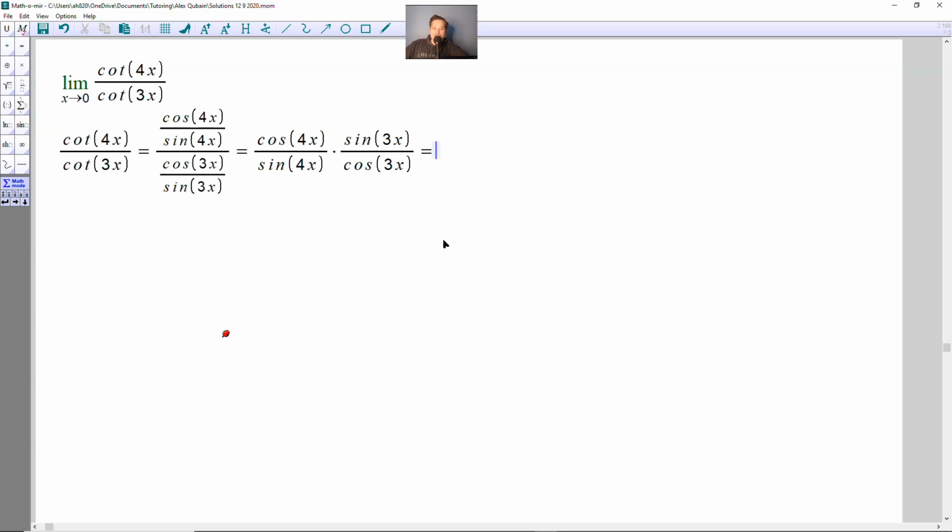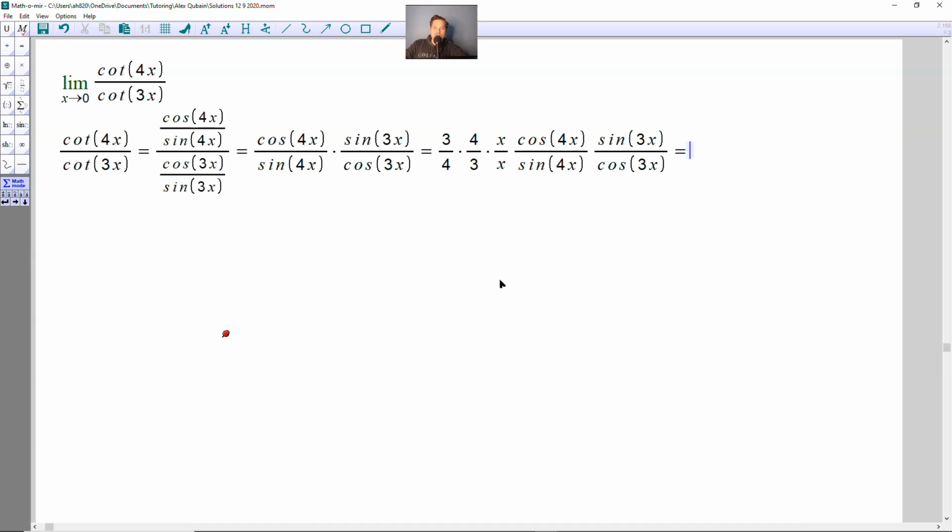Continuing here, I need to be able to apply some basic limit rules. So what I'm going to do now is multiply by a very fancy looking form of the number 1. The first one will be 3 over 4 times 4 over 3, and the next one would be x over x. Remember, 3 over 4 times 4 thirds is 1, and x over x is 1. So all of this, despite appearance, is really just a form of the number 1. Then I'm going to copy the rest: cosine 4x over sine 4x times sine 3x over cosine 3x.